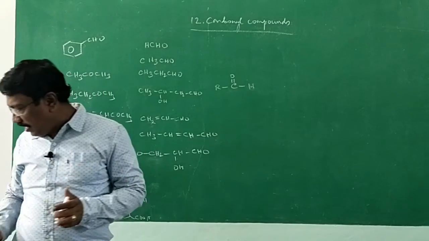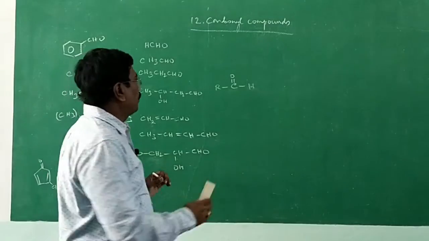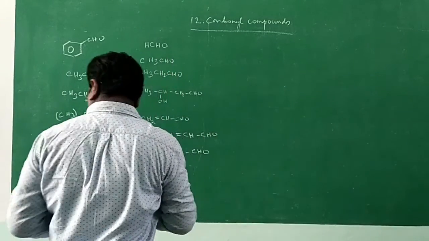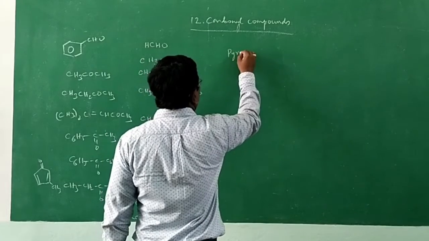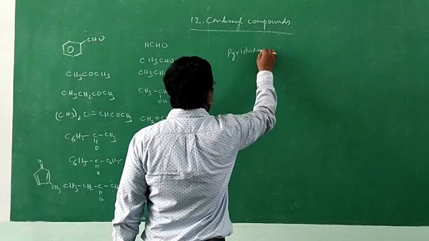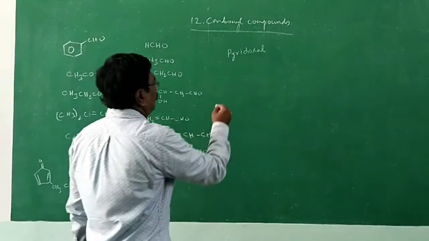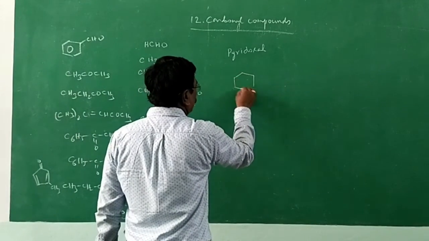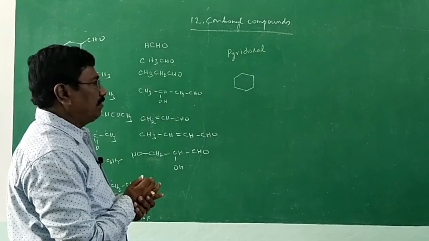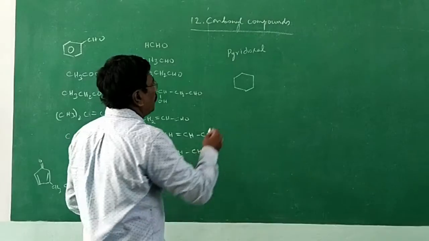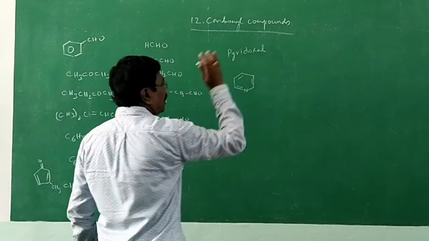There are so many important carbonyl compounds available. Among them, pyridoxal, an important compound derived from vitamin B. It may be considered as vitamin B6. Of course, the structure we don't need. We should know it is derived from vitamin B, and it may be a component of vitamin B6. Basically, it is pyridine, that's why it gets the name pyridoxal.